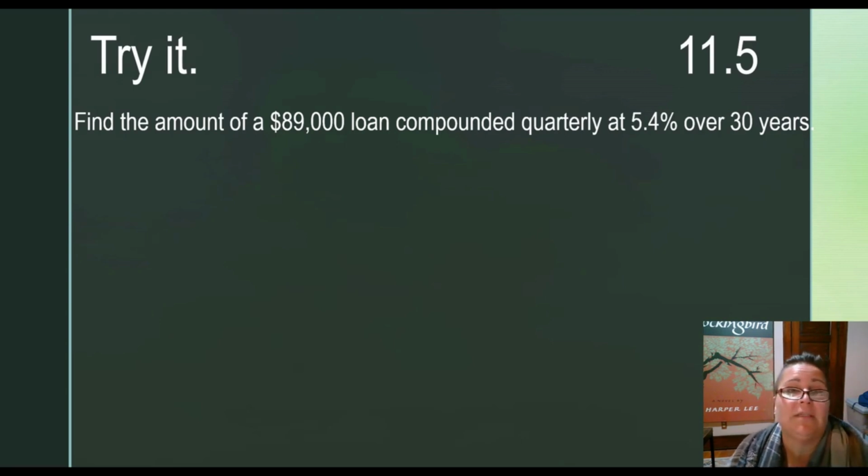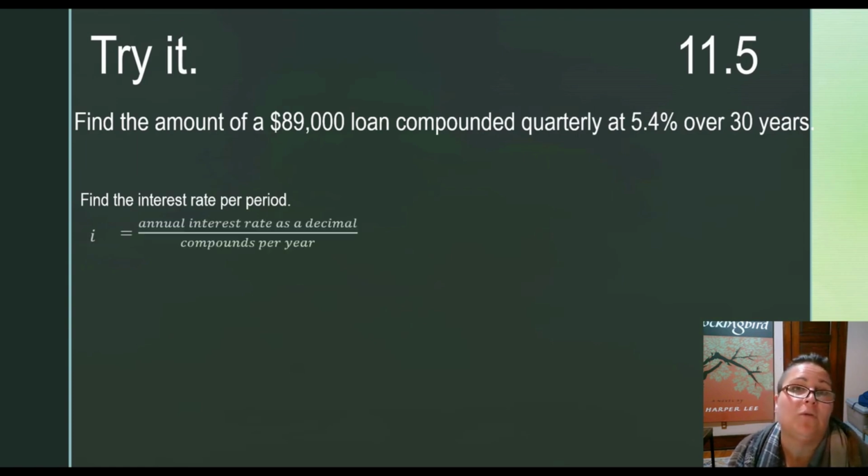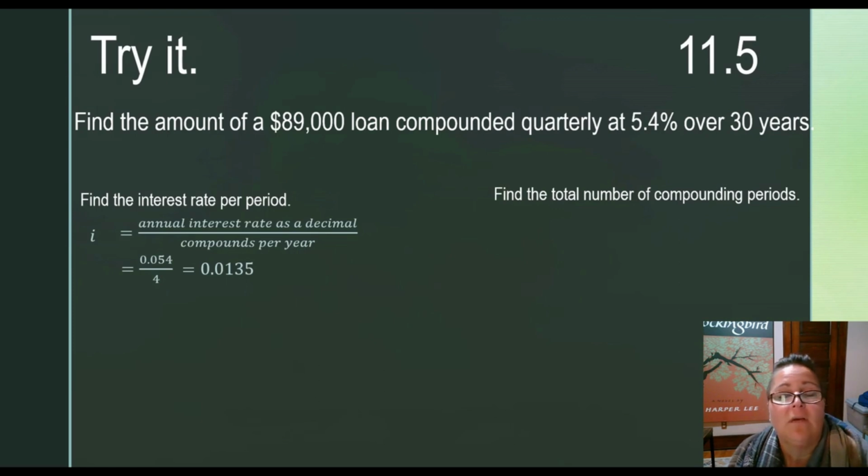So we're going to do the same steps. I still need to find the interest rate per period. And in order to do that, I'm going to find the annual interest rate as a decimal, and I'm going to divide that by the number of compounds in a year, or 0.054 divided by 4, which is 0.0135. I need to find the total number of compounds. Well, if we're compounding 4 times a year for 30 years, that's going to be 120 compounding periods.